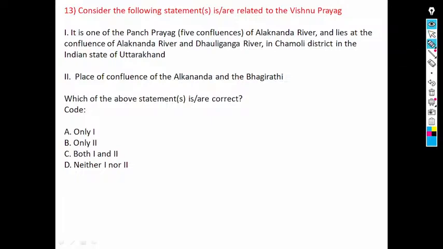Consider the following statements related to the Vishnu Prayag. It is one of the Panch Prayag, that is the 5 confluences of the Alkananda river, and lies at the confluence of the Alkananda river and the Dholi Ganga river in Chamoli district in the Indian state of Uttarakhand. It is the place of confluence of Alkananda and Bhagirathi.